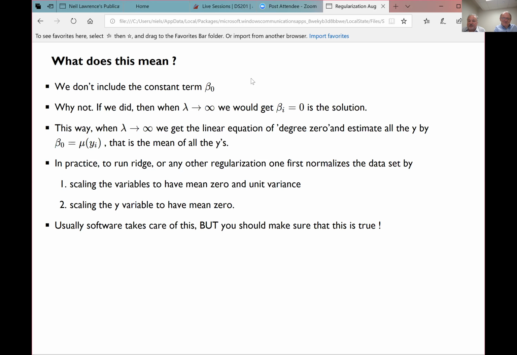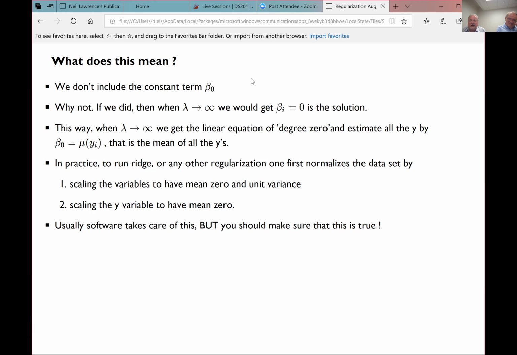If you just want a constant guess for your solution, the best constant guess is not always 0, but the average value of the y's. If I'm just told I have to estimate y1 through yn by one number, the best estimate is the mean, not 0. So if you penalize the beta naught, you don't get the estimate of guessing the mean of the yi's, you get a guess of 0, which makes no sense. So that's one reason.